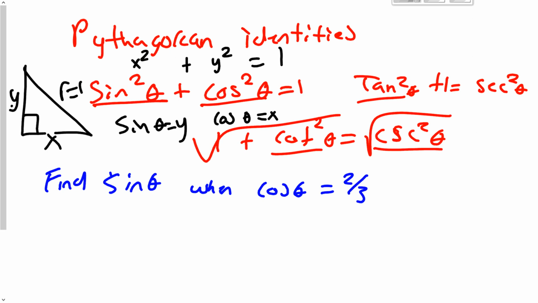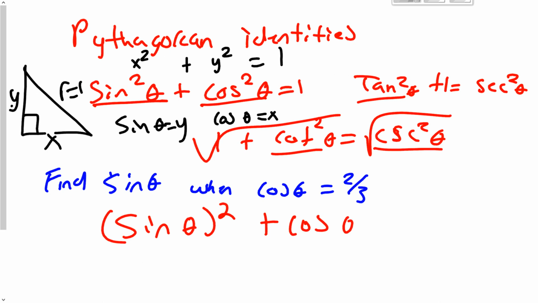Now another way to write these would be sine theta squared plus cosine theta squared. So you're not squaring the angle. Never square the angle. If they give you the angle, don't square it. So for this example right here, I'm trying to find sine of theta when cosine of theta is 2/3. So instead of writing cosine of theta, I'm going to write 2/3.